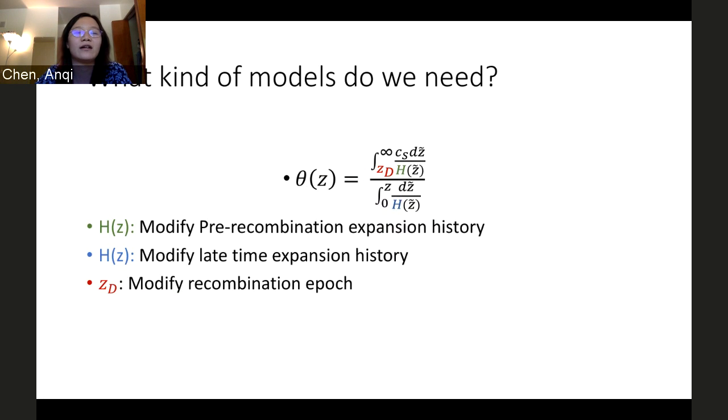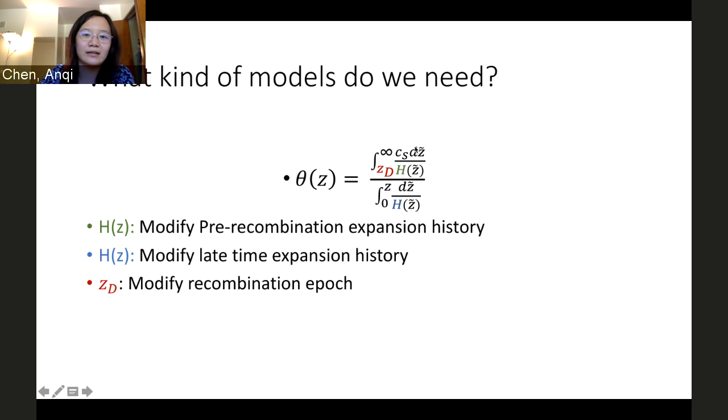So, before we go into detailed analysis, what kind of model do we need to relieve this tension? Theta, the sound horizon angle, is something we measured model independently. So we want to keep this fixed in our new extended model. In that case, the things we could modify are the pre-recombination expansion history, the late time expansion history, and the recombination epoch. When redshift goes to infinity, that means it's the very origin of the universe.